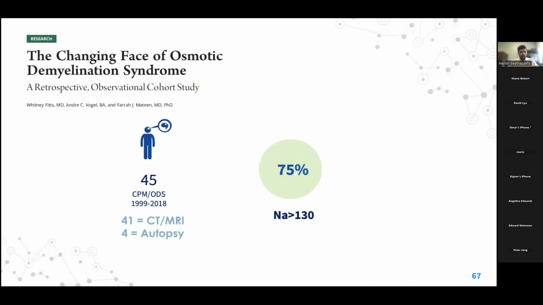And despite that, this patient had CPM. Somehow we did this ourselves too, and there was another neurological study that went the other way, not starting with sodium, but starting with CPM and looking at risk factors and seeing if anything had changed. In this almost 20-year period, Fitz et al., again an MGH and a Brigham cohort, found 45 cases of confirmed CPM or ODS by either CT or autopsy, and they found that 75% of the patients with CPM didn't even have significant hyponatremia.